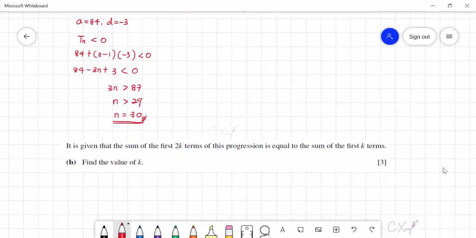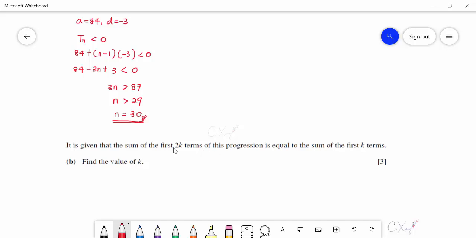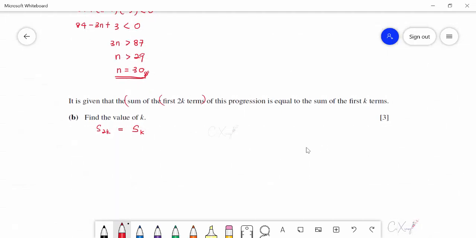For part B, they mention that the sum of the first 2k terms in this progression is equal to the sum of the first k terms. They want us to find the value of k. From this sentence, the sum of the first 2k terms will be S2k, which equals the sum of the first k terms, so it will be Sk. Now I want to substitute all the values and write out the formula for the sum to 2k and also the sum of the first k terms.